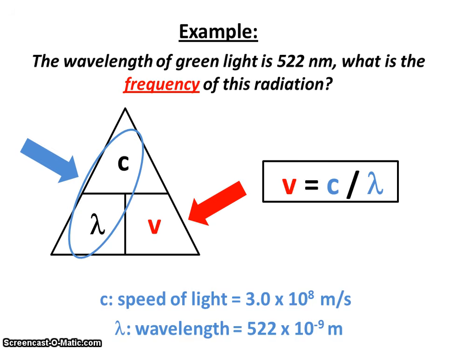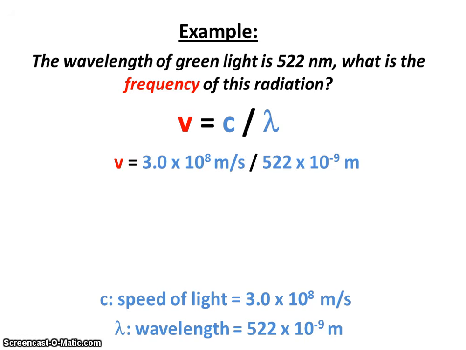Now we can go back to the problem and remember that we are trying to find the frequency. Looking at the triangle, the frequency will equal C over lambda. We also know the speed of light, which is a constant, and we also know the wavelength, now converted to meters by what we just did. Using the values that we just got and replacing the values in the equation, we have frequency equals 3.0 times 10 to the 8 meters per second, representing the speed of light C, over 522 times 10 to the minus 9 meters, representing the wavelength that we just converted.